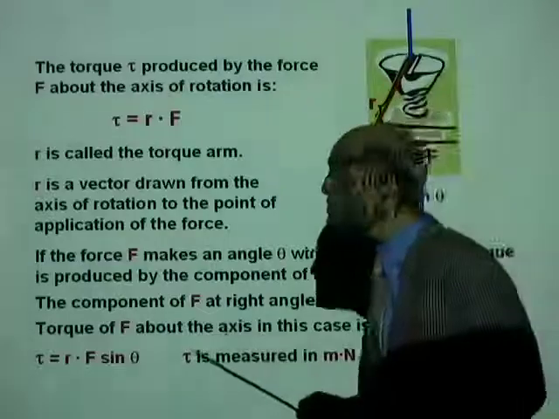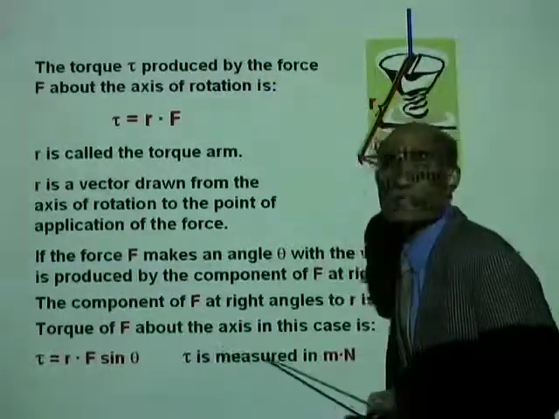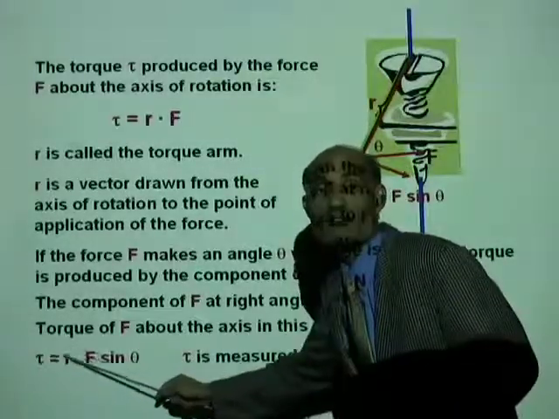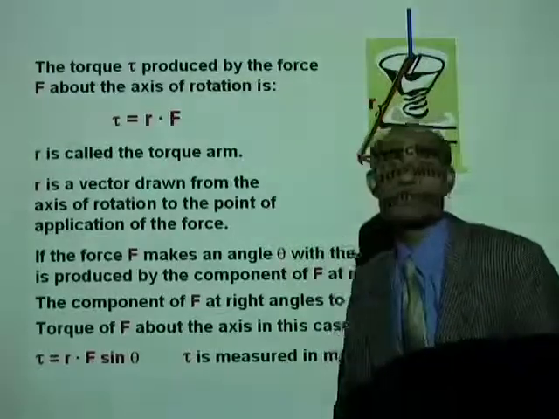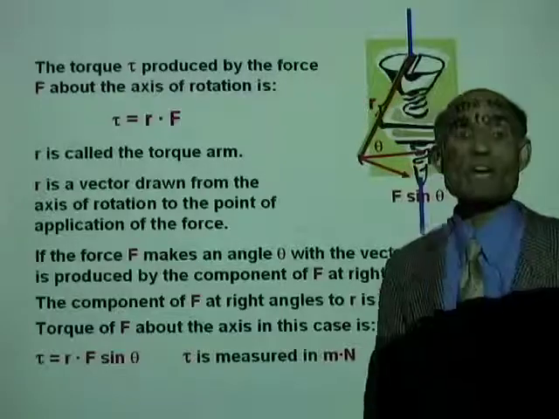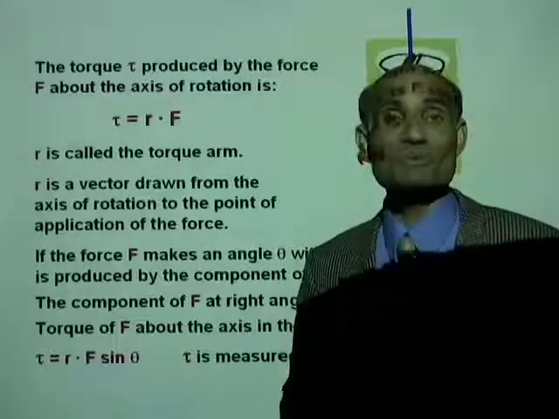So what is the unit for measuring torque? Torque tau is measured in meter Newton. r, the torque arm, is measured in meter and the force is measured in Newton. So torque of a force is measured in meter Newton.